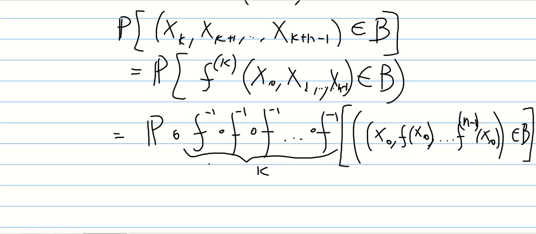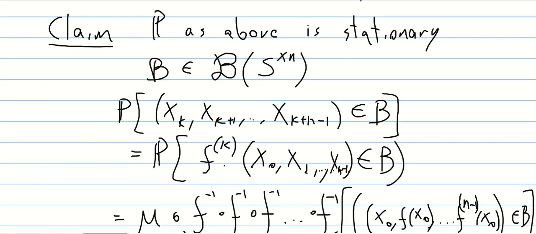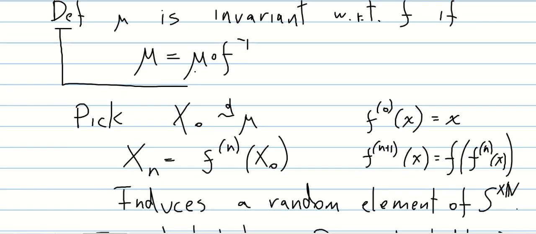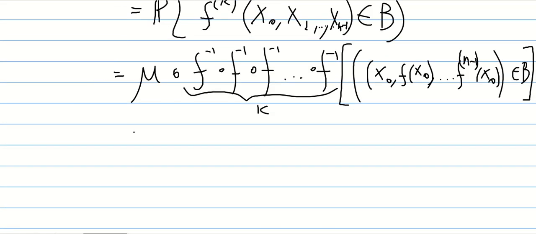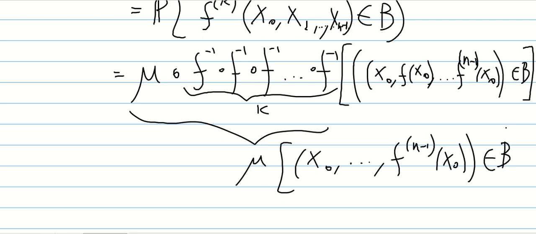And if you remember, this is exact, the distribution here is not P anymore. We are folding this down to the distribution that originated P. And if you look at this, this is invariant, right? We assumed that this has the same distribution as mu itself. So all of this is just mu. And I'm calculating mu of this event, x0 until f^{n-1} of x0. This vector belongs to B.